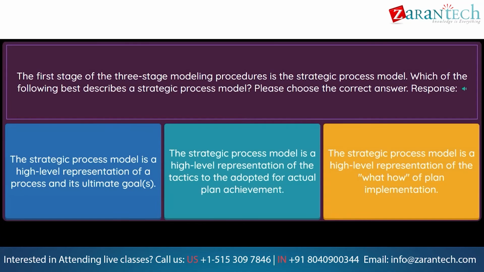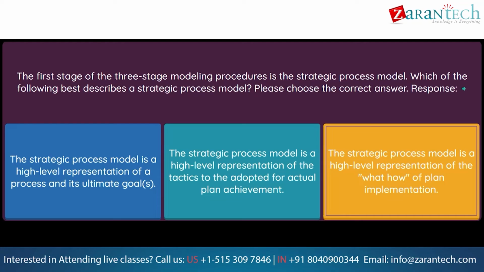Question: the first stage of the 3-stage modeling procedures is the strategic process model. Which of the following best describes a strategic process model? Please choose the correct answer. Response: Option 1, the strategic process model is a high-level representation of a process and its ultimate goal, S. Option 2, the strategic process model is a high-level representation of the tactics to be adopted for actual plan achievement. Option 3, the strategic process model is a high-level representation of the what-how of plan implementation.